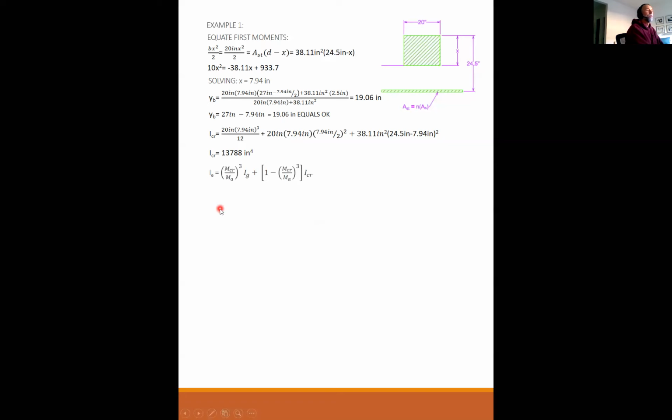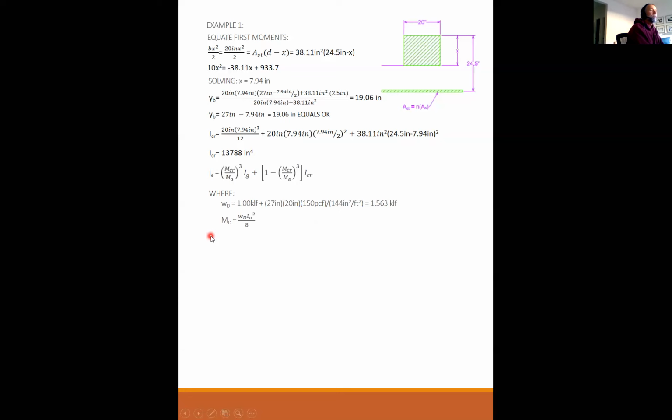So now I'm ready for my equation. Well, almost ready. I need to find out what Ma is. So I need my dead load. It's 1 kip per foot plus the self weight. The self weight is 27 high, 20 wide, 150 pounds a cubic foot, divided by my square inch to square foot factor. And the total is 1.563 kips per lineal foot.